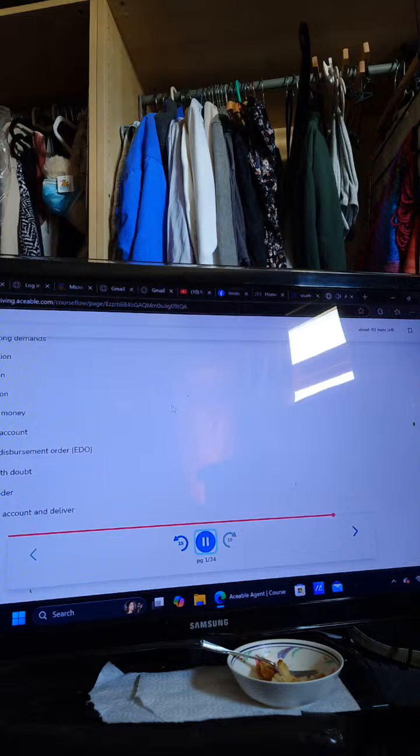Obligation, earnest money, escrow account, escrow disbursement order, EDO, good faith doubt, interpleader.